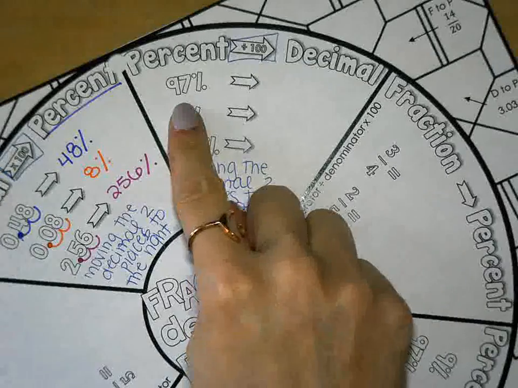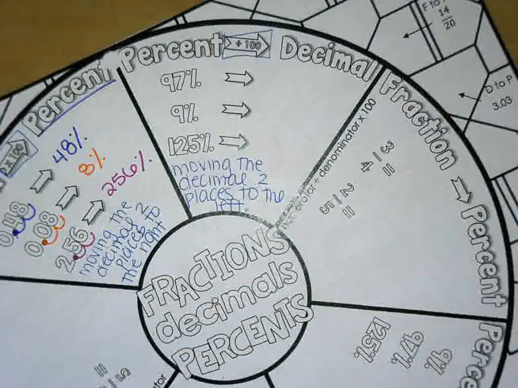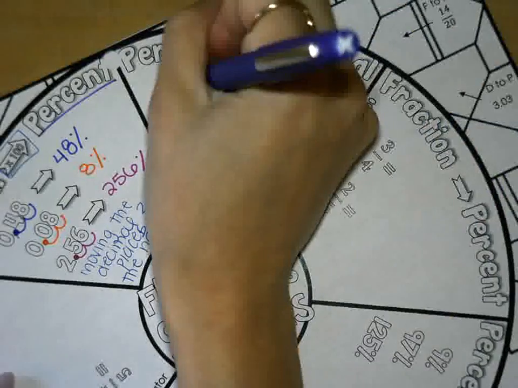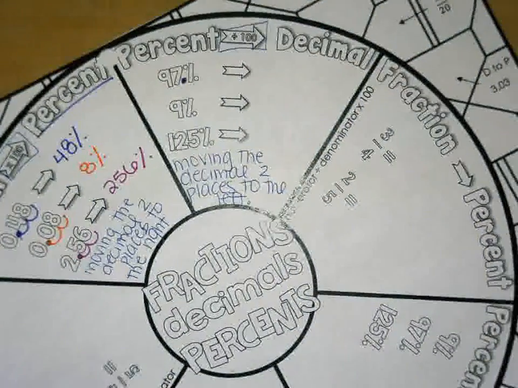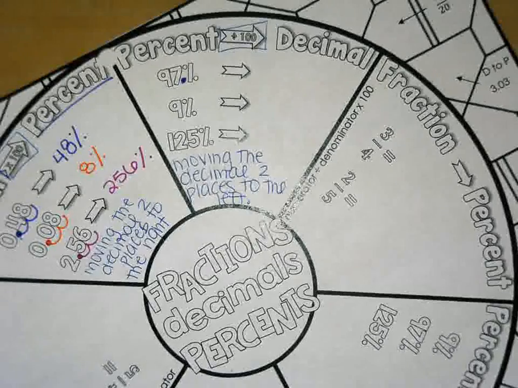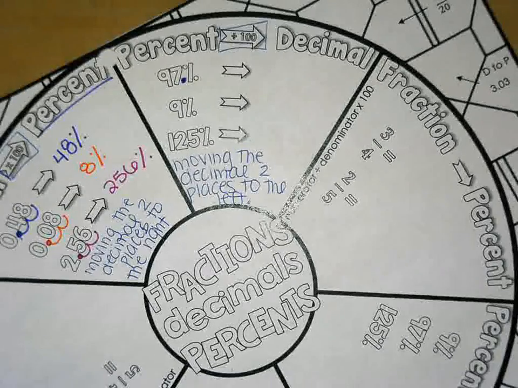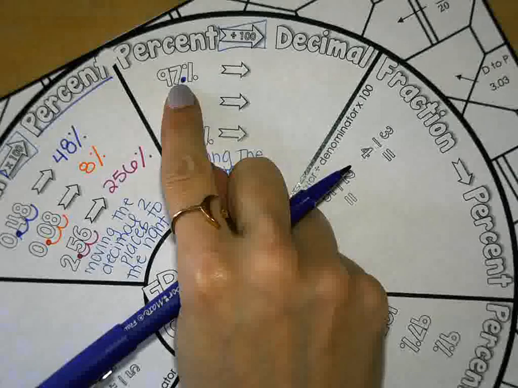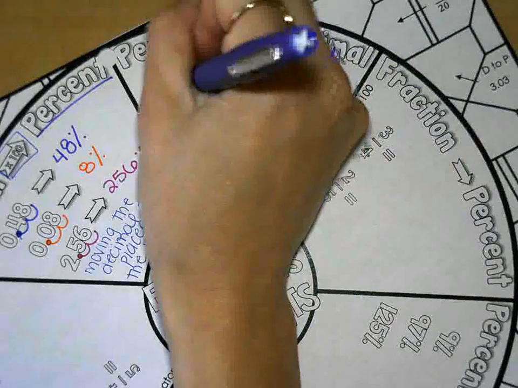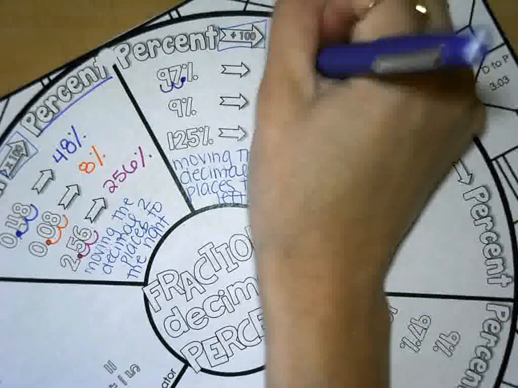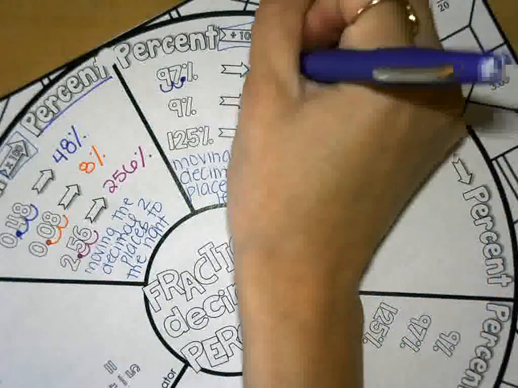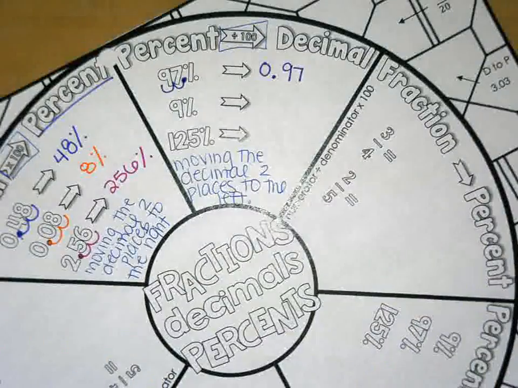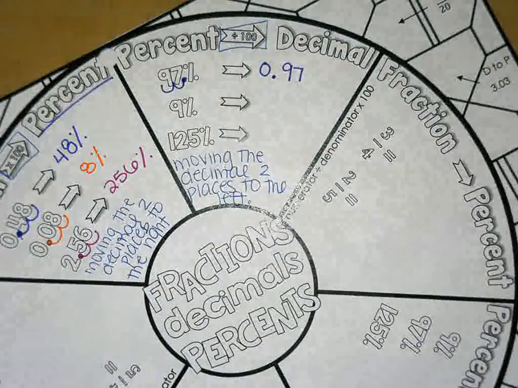So when we look at this problem, I have 97%. I do not see a decimal. So we have to remember the rule that if we do not see a decimal, the decimal point is always at the end. So it is always behind that 7 if you do not see it. If you see a decimal, use the decimal. If you don't see a decimal, you have to place the decimal point at the end. So I'm going to move the decimal place that I added two places to the left. So I go 1, 2, which means I have 0.97. And I want you to get in the habit of putting that 0 in front. So 0.97.